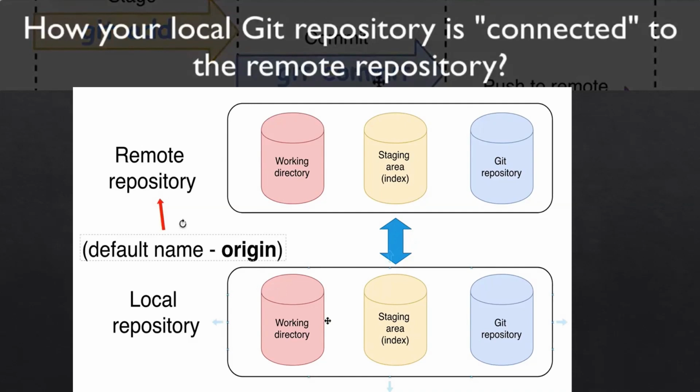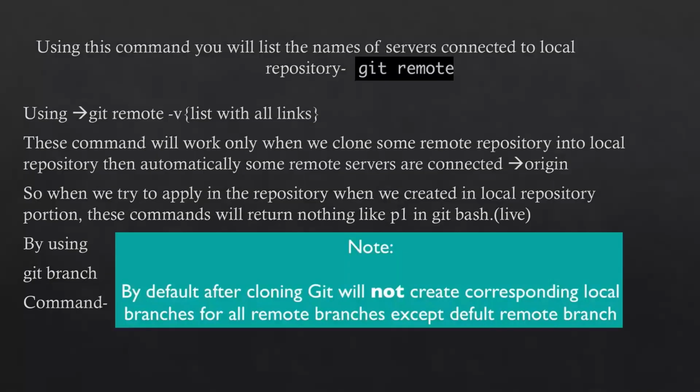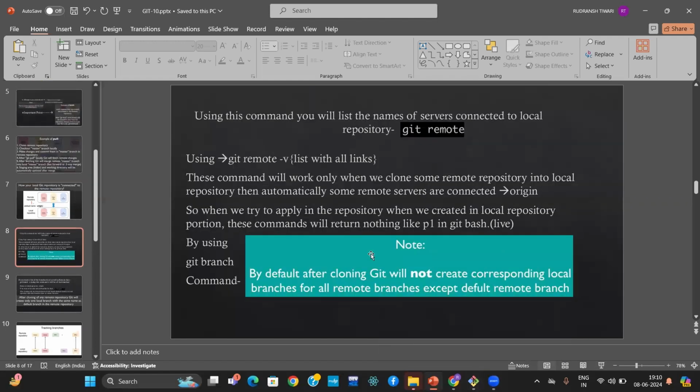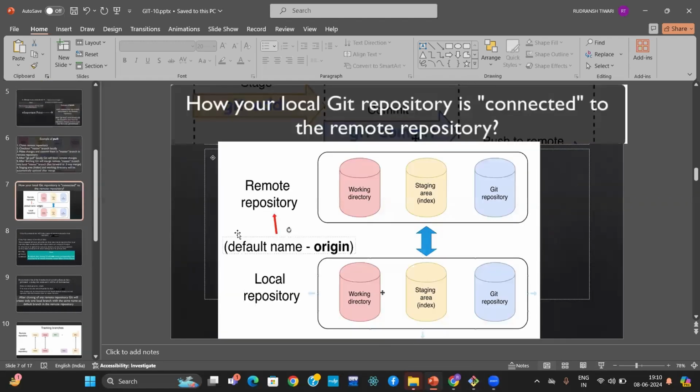Like 4 or 5 persons are working on a project and they all clone it. After cloning, the first link created with your remote repository has the default name origin. Using this command, you will list all the servers connected. It is a public server.